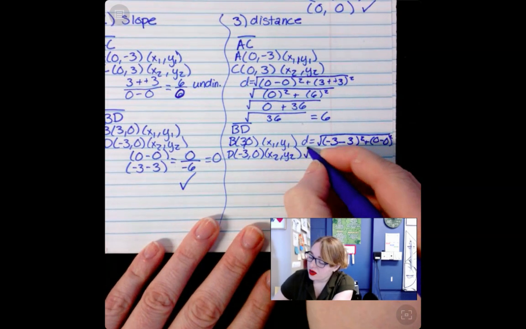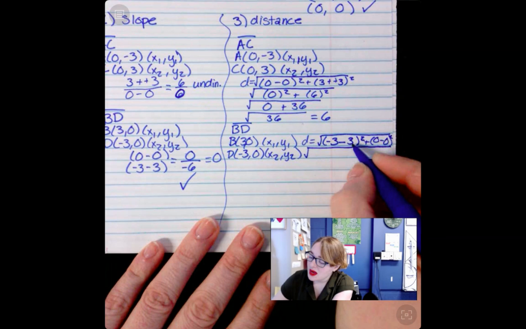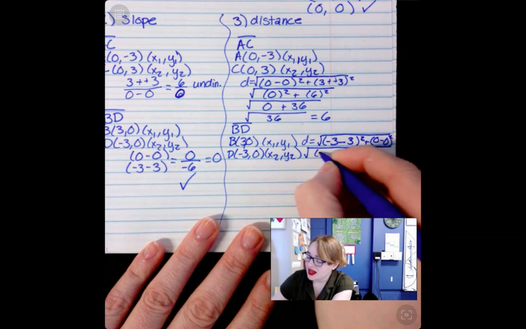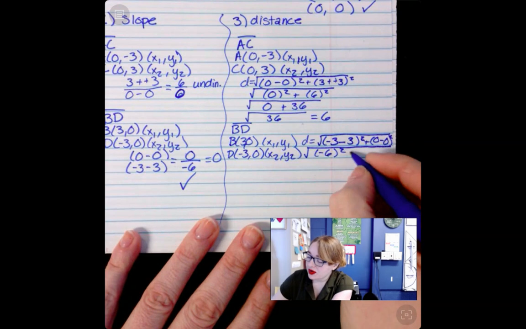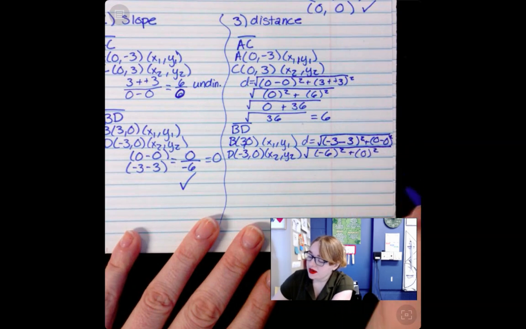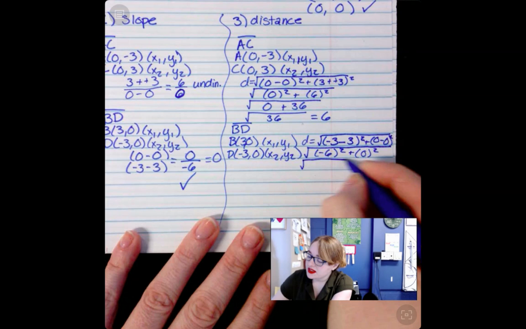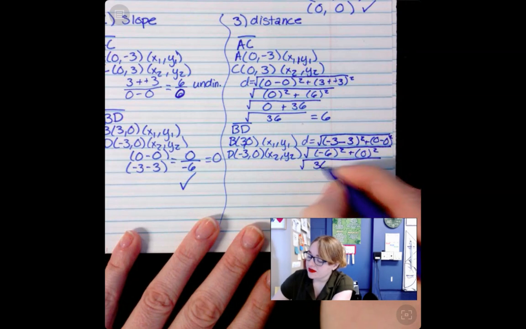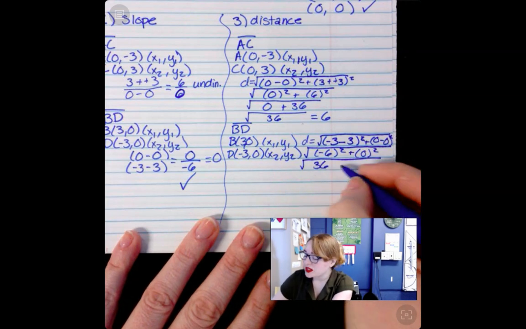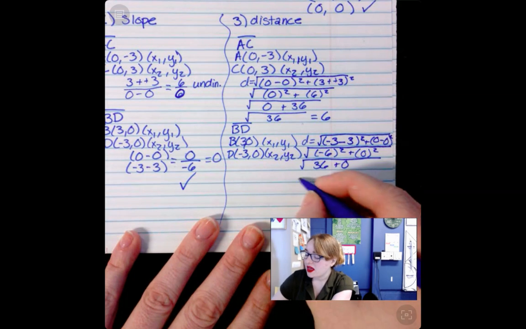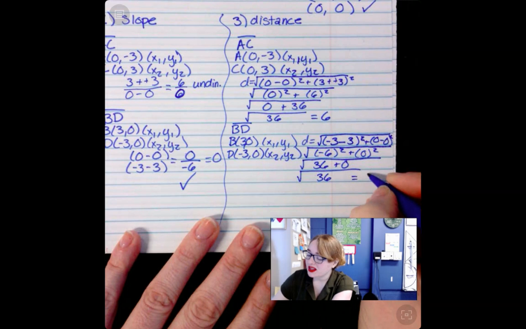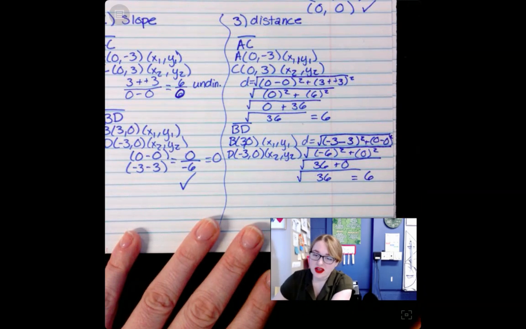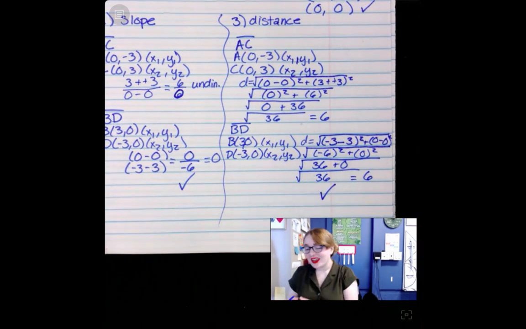Okay, so -3 minus 3, that's going to give us a negative 6 squared. And 0 minus 0 is again going to give us a 0 squared. Negative 6 times negative 6 gives us a positive 36. And 0 times 0 is going to give us a 0 again. 36 plus 0 just gives us the square root of 36, which if we plug that in, we just get 6 units. So the diagonals are also equidistant, or they are congruent here.